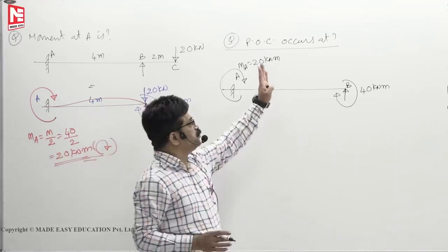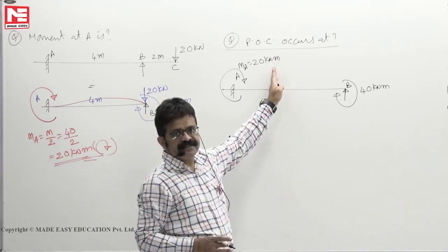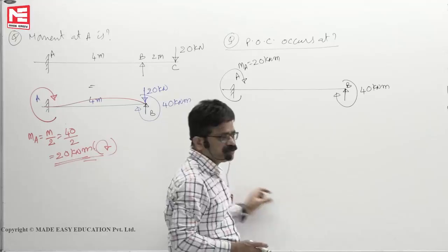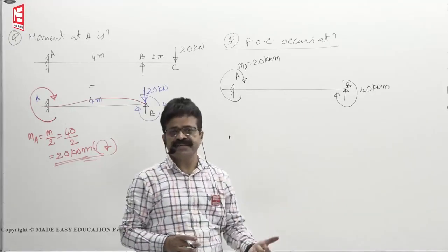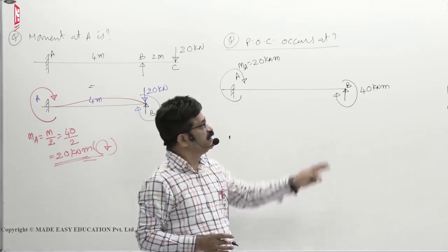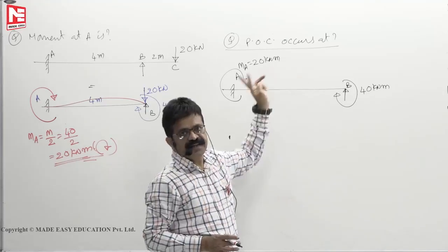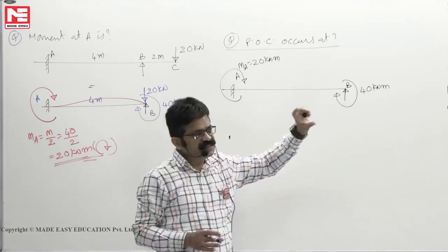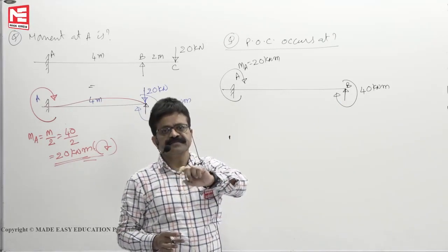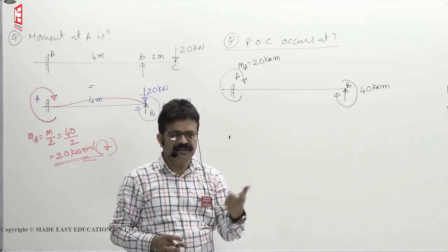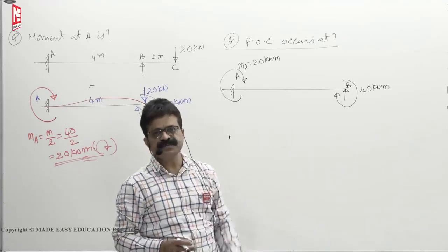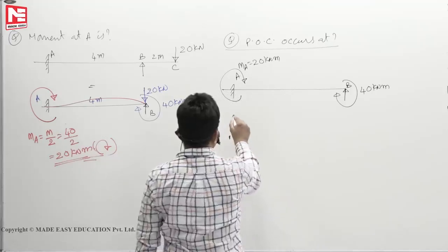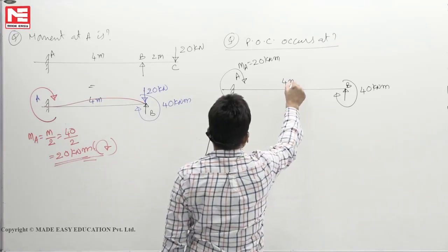Also, you don't have to take a section XX, then bend moment at XX equal to 0, then get an equation and solve it for X. That is also a waste of time. If loading is not there and end moments are known to us, then draw a bend moment diagram. That bend moment diagram will tell you where POC is. By inspection, we can make it. See here, this length is 4 meters.